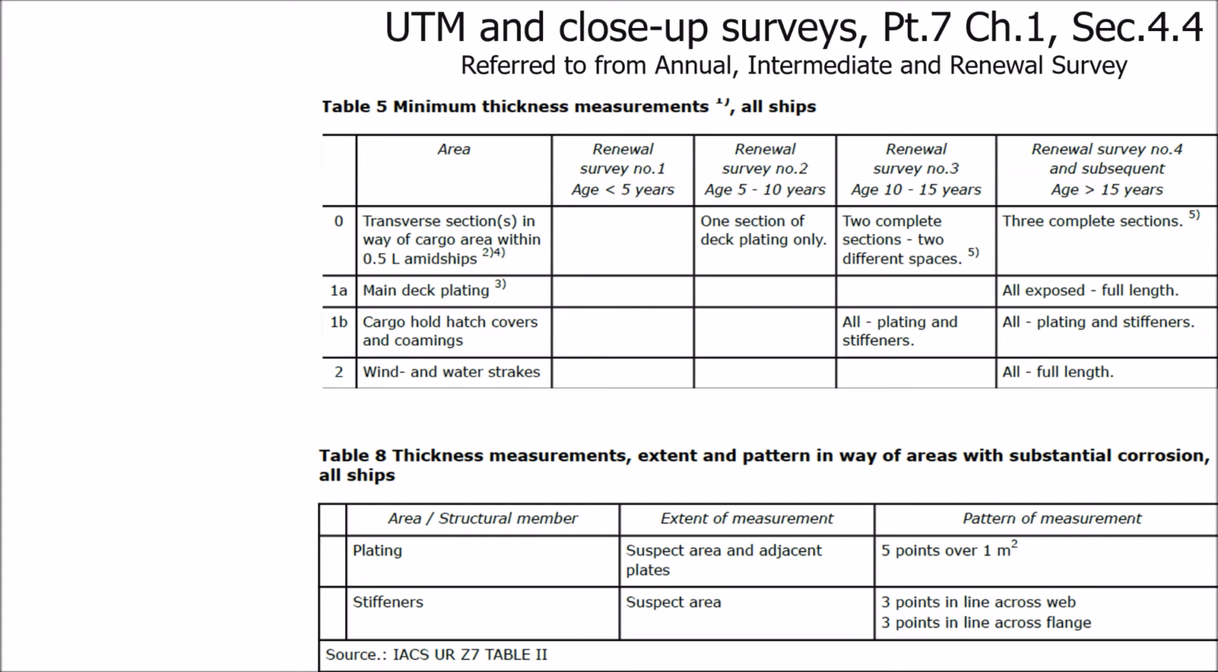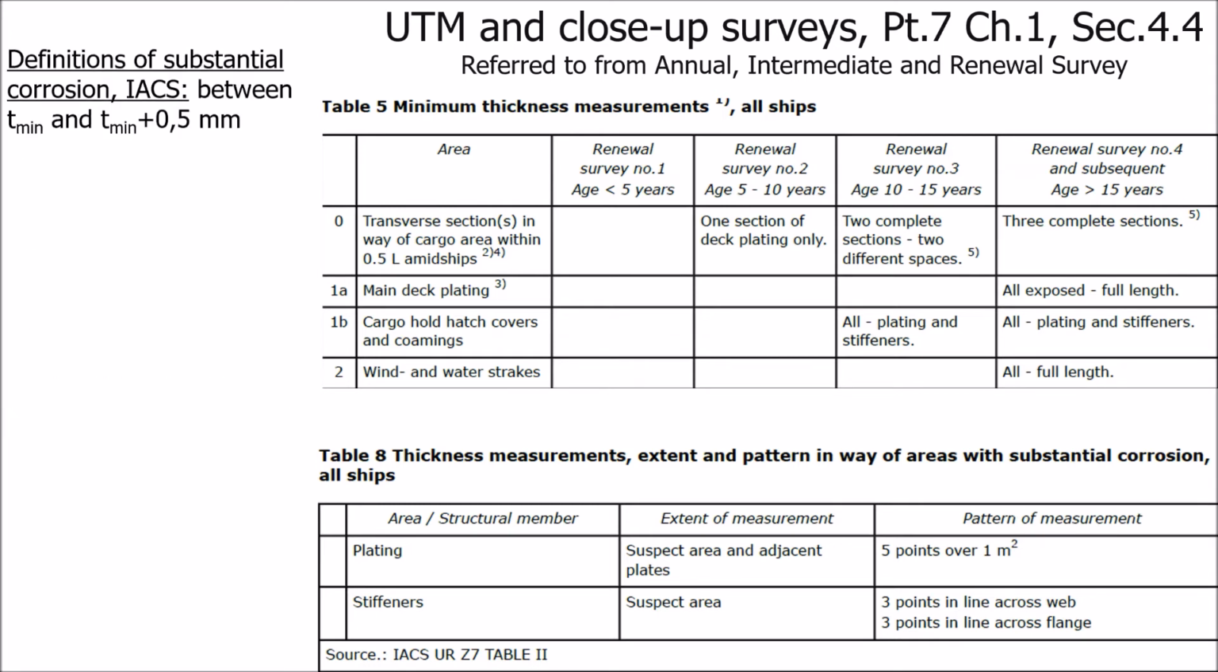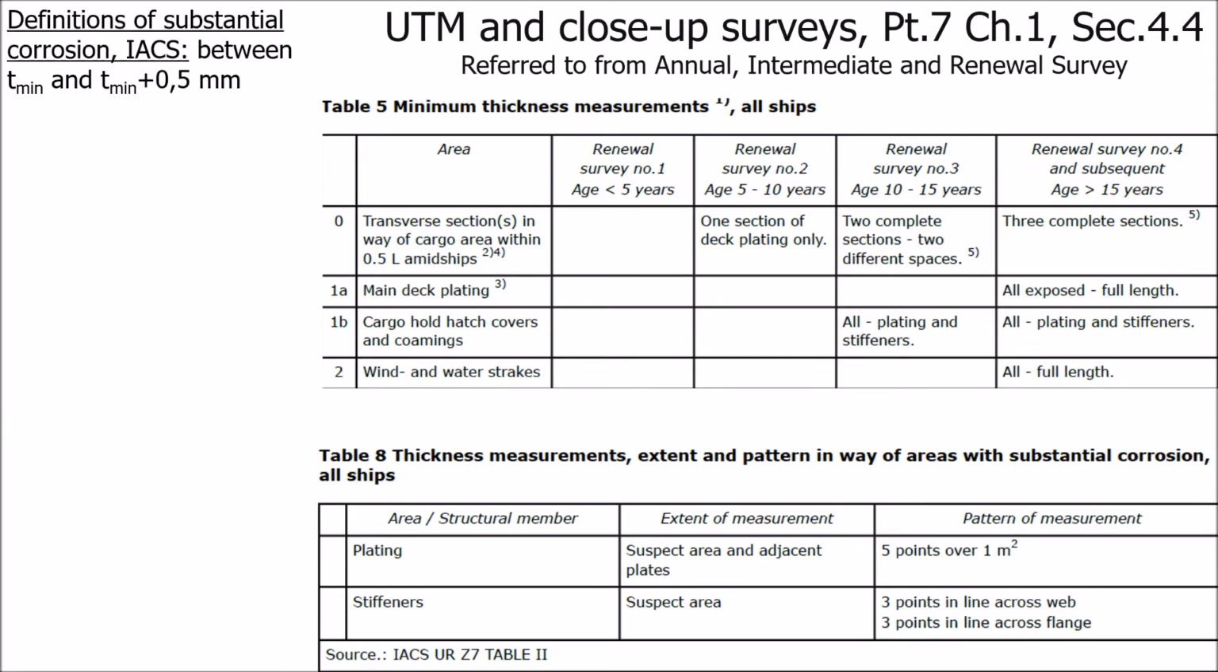Now, what is that? We have a ship that is 100 meters long, so what is 0.5 times L? That's 50 meters. So we just take the ship in the middle, L/2, and we go 25 meters to each side, where we have this maximum bending moment. So we should have 2 complete sections and 2 different spaces. There we should check it. And if there are cargo holds or hatch covers, coamings, of course, we should check all platings and stiffeners around.